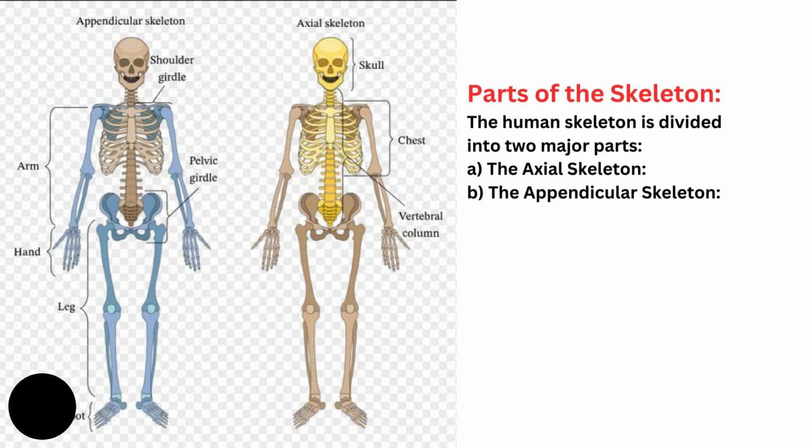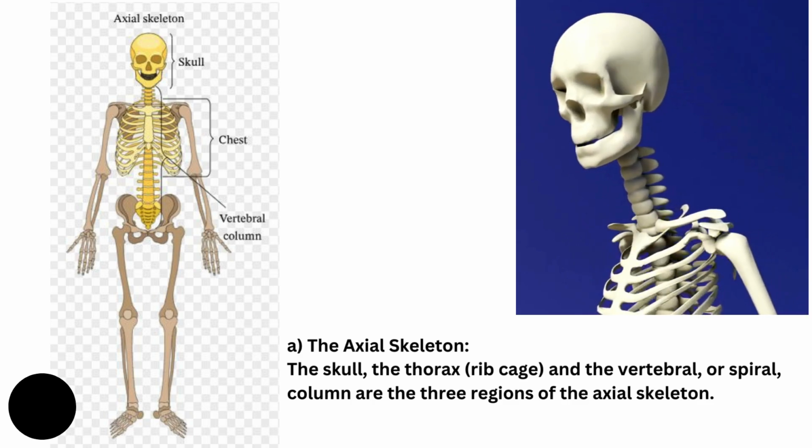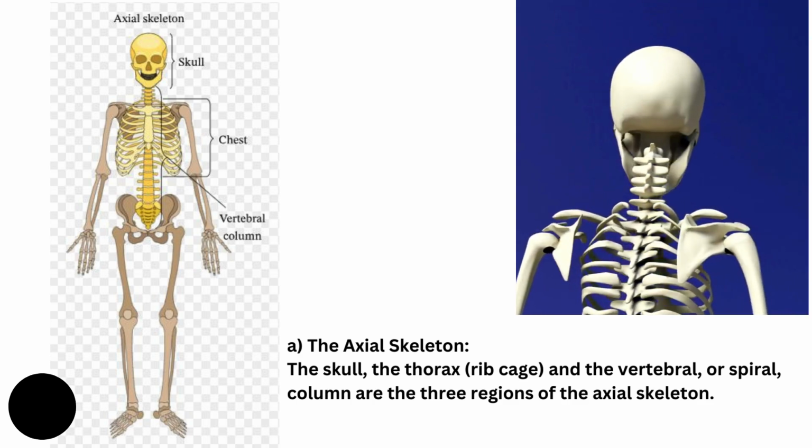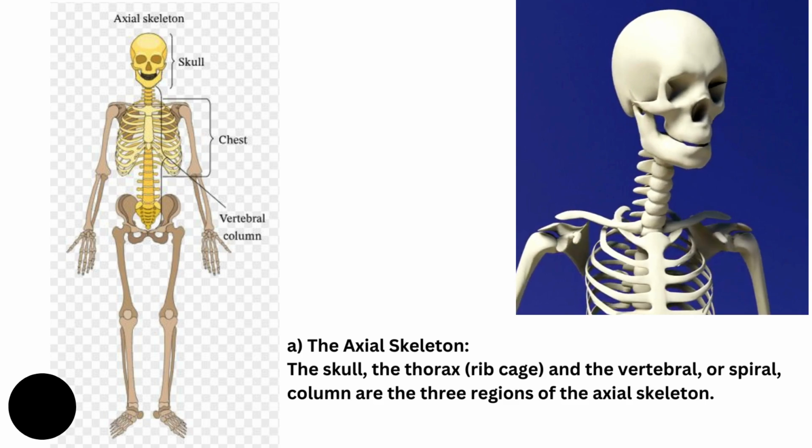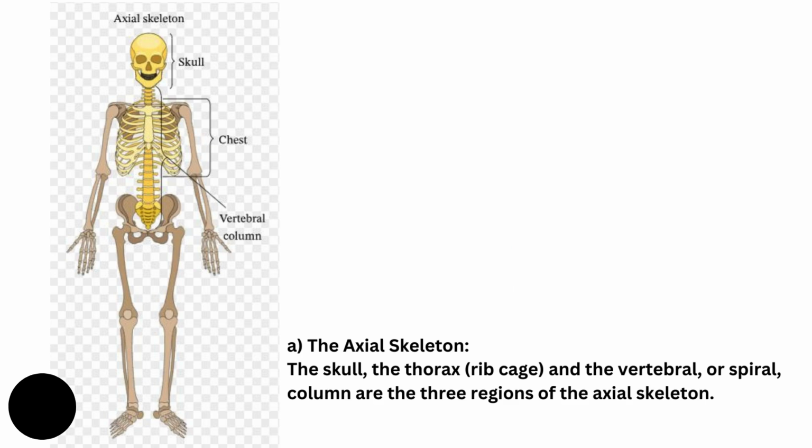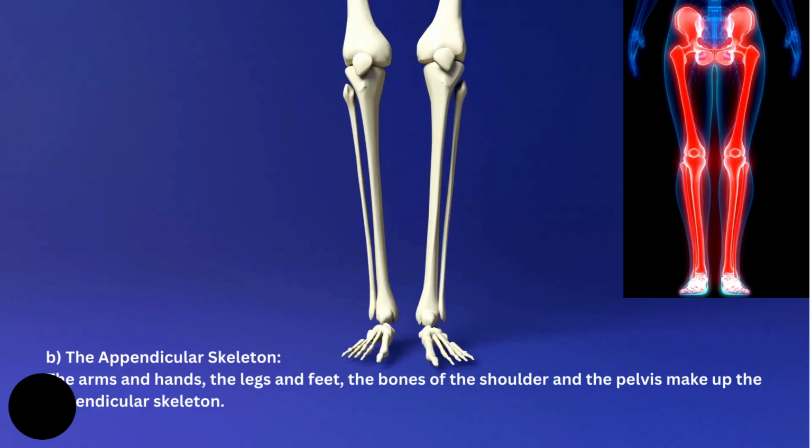So the human skeleton is divided into two major parts. Number one, axial, and number two, appendicular. The axial skeleton here is the skull, thorax, that is the rib cage, and vertebral or spinal column. These are the three regions of the axial skeleton.